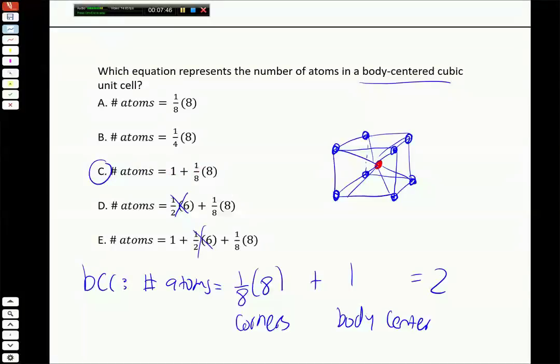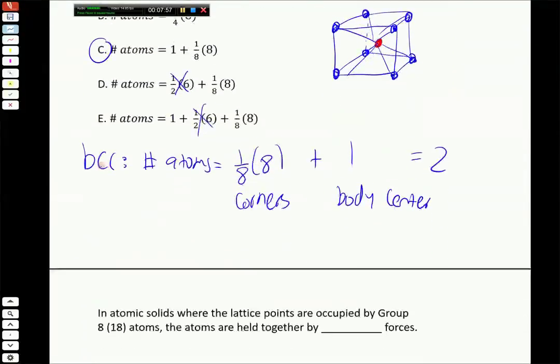So we have 3 types of unit cells. We want to learn how to count atoms in all 3 of those types. It is a factor of knowing how many cells each position is shared by, and then which positions are actually occupied in the different types of cells.